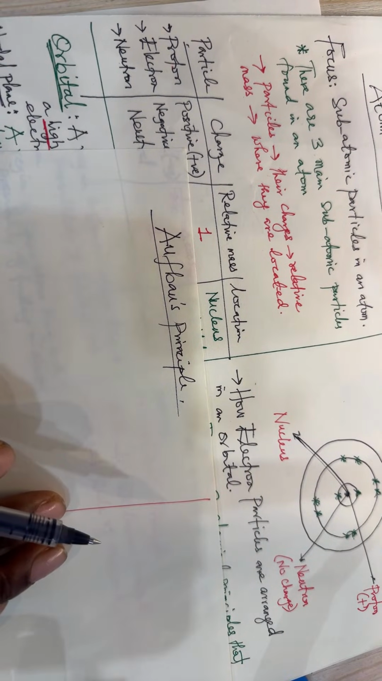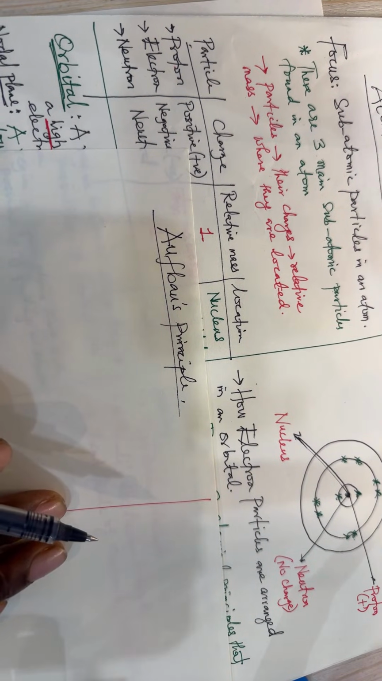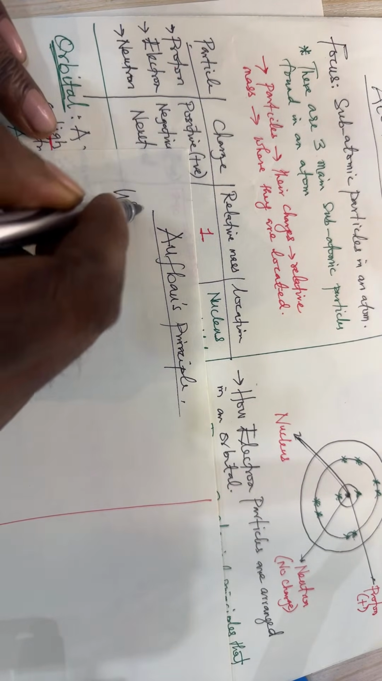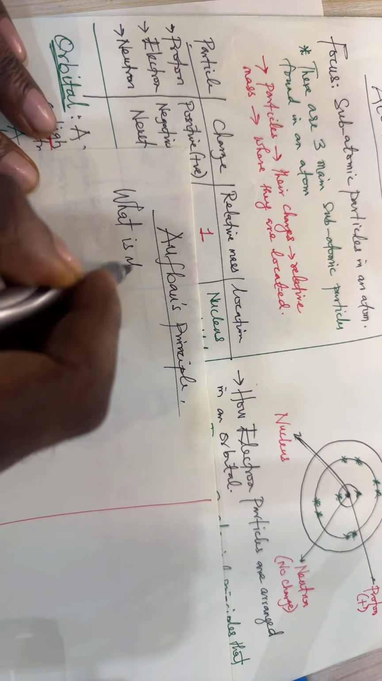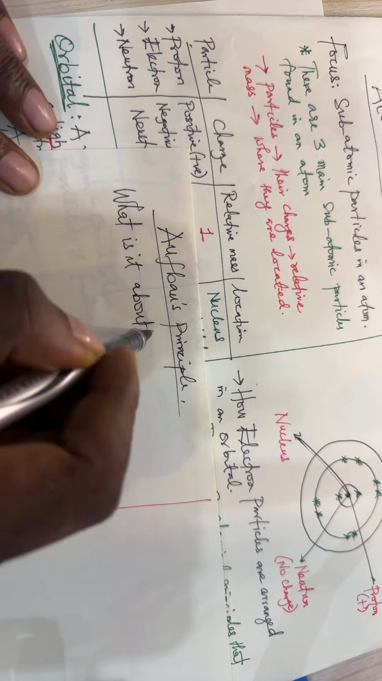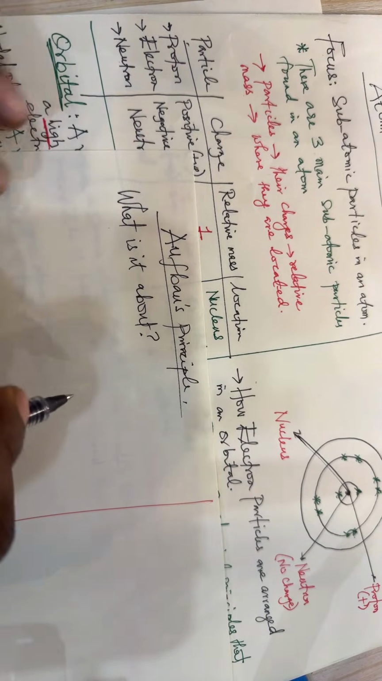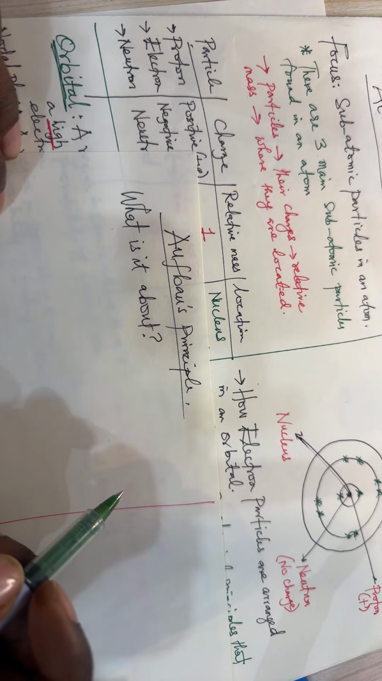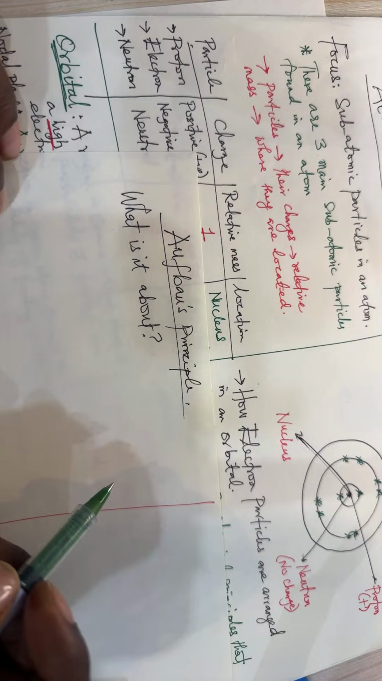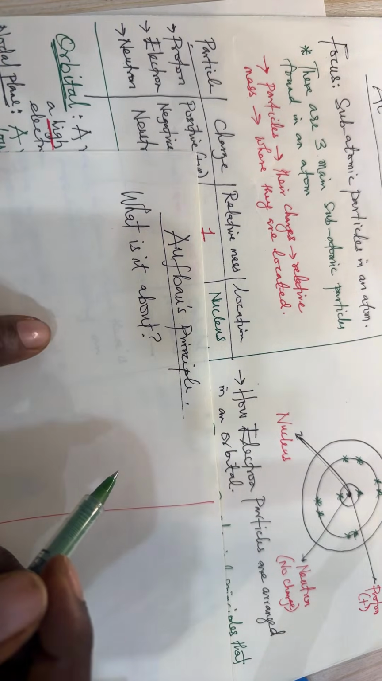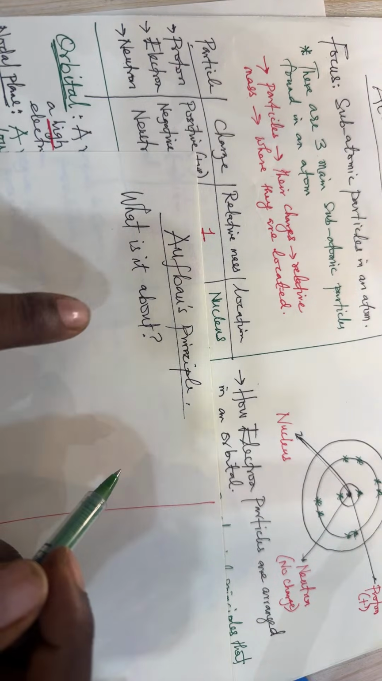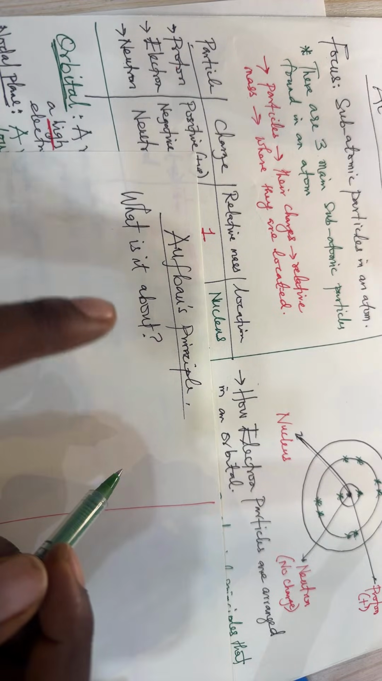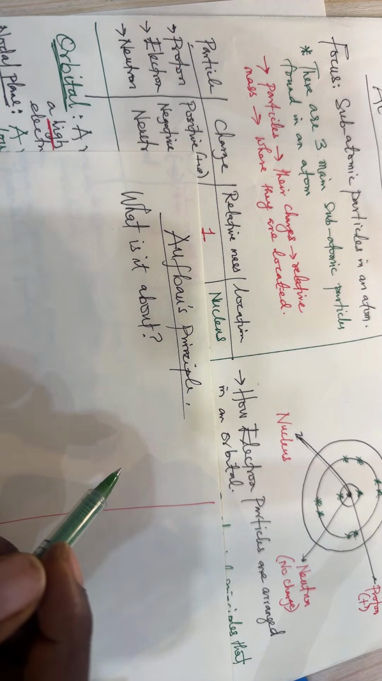Now, what is it about? When we talk about the Aufbau principle, what is this principle about? It's very simple. The Aufbau principle says electrons will occupy orbitals of lower energy level before that of higher energy level. I want to repeat. The Aufbau principle says electrons will occupy orbitals of lower energy level before they go on to occupy orbitals of higher energy level.